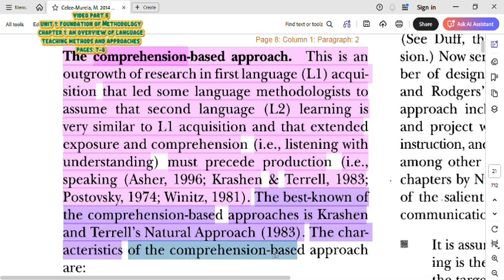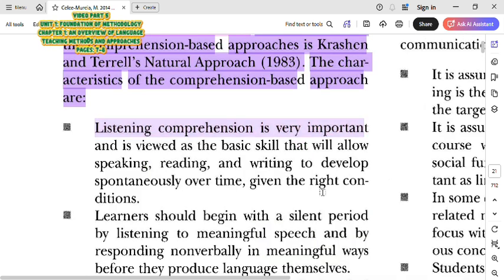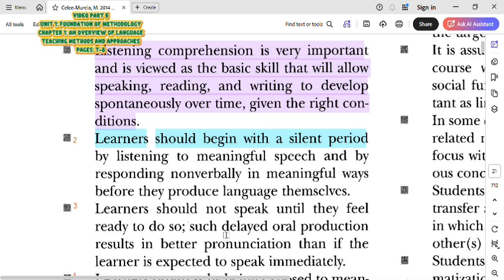The characteristics of the comprehension-based approach are: Bullet point 1. Listening comprehension is very important and is viewed as a basic skill that will allow speaking, reading, and writing to develop spontaneously over time, given the right conditions. Bullet point 2. Learners should begin with a silent period by listening to meaningful speech and by responding non-verbally in meaningful ways before they produce language themselves. Bullet point 3. Learners should not speak until they feel ready to do so.